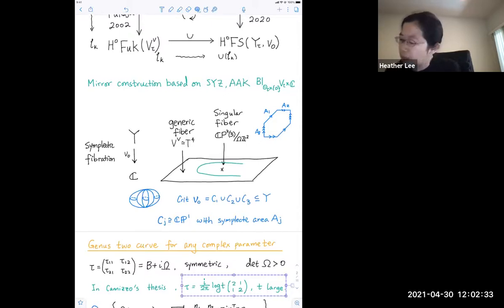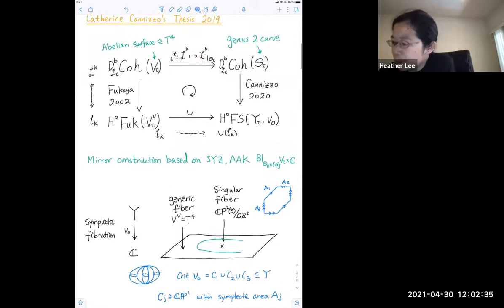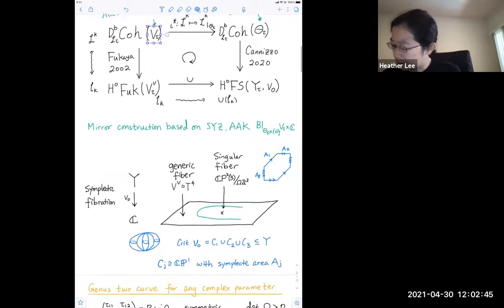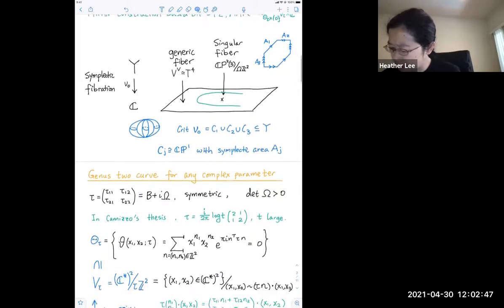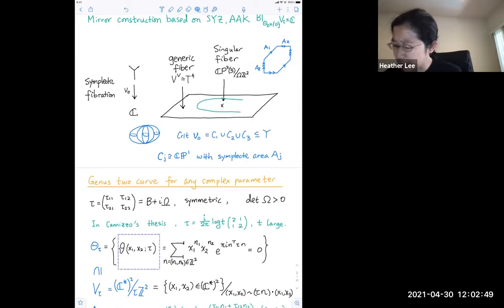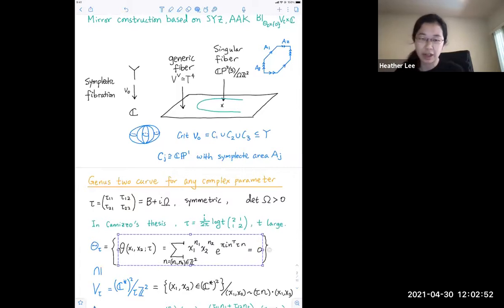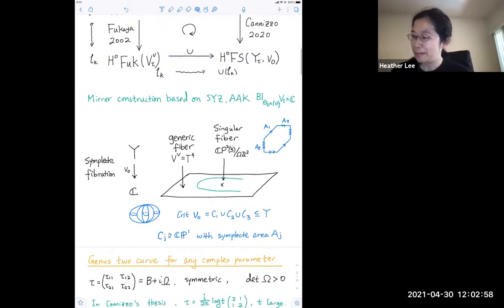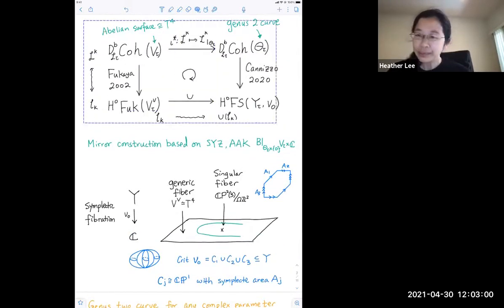So a genus 2 curve can be thought of as a hypersurface in its Jacobian variety, which is an abelian surface, a 4-torus. And this hypersurface is defined by the Riemann theta function. So I know we've barely started talking about this picture.